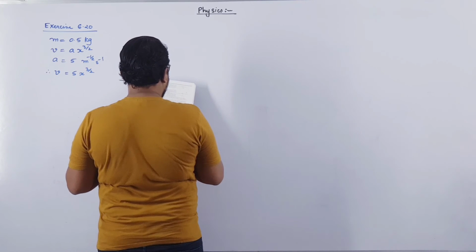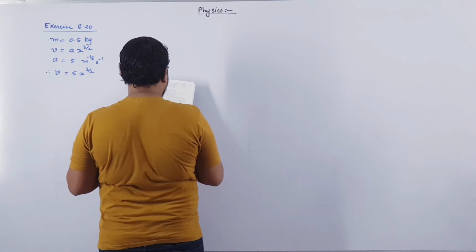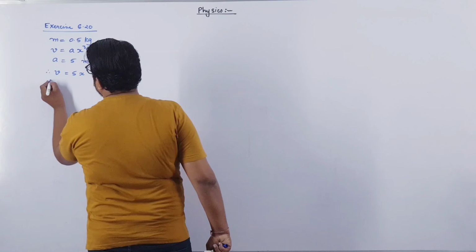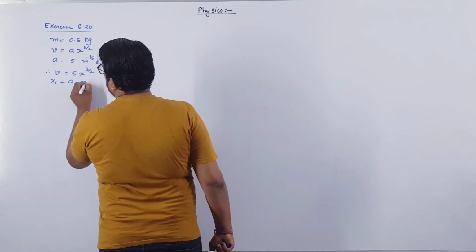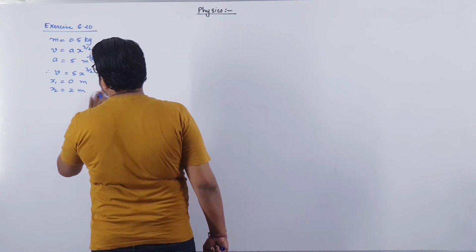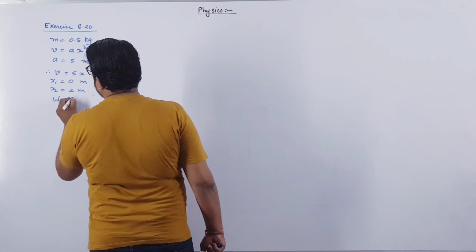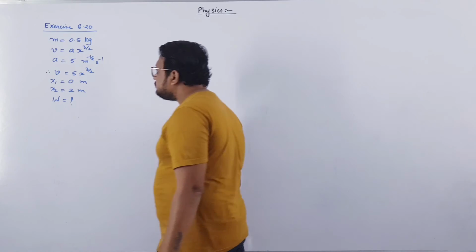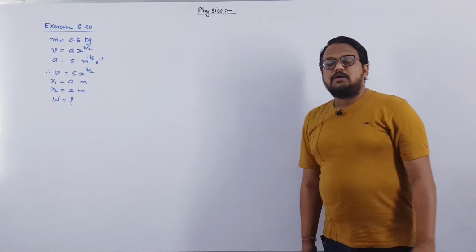What is the work done by the net force during the displacement from x = 0 to x = 2? x1 is equal to 0 meter and x2 is equal to 2 meter. We want to find the work done. What will be the work done by the net force? How can we solve this?